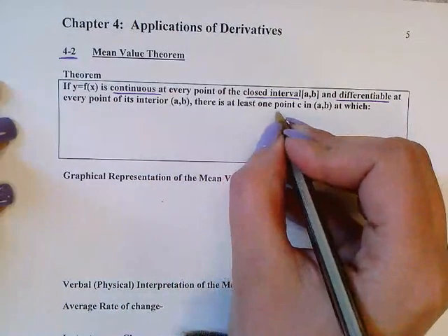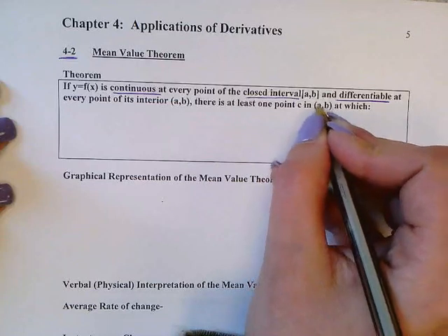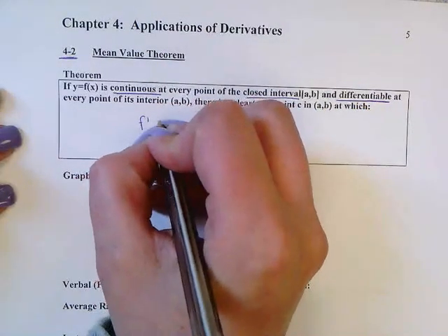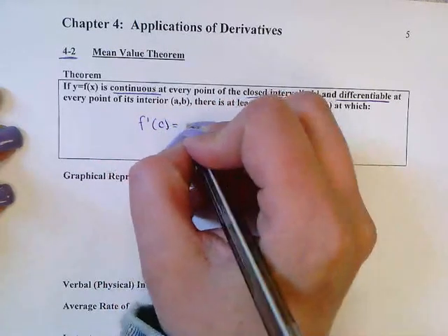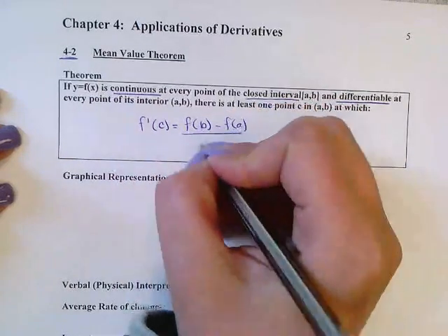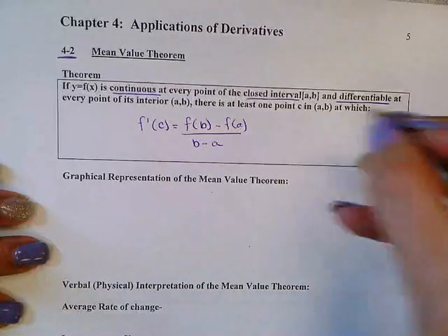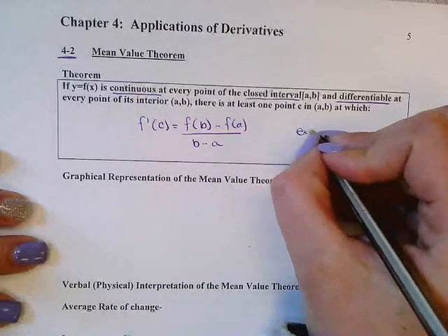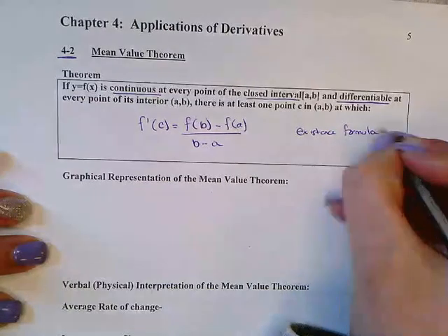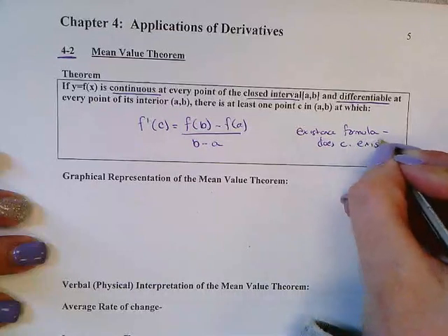endpoints. There is at least one point C in the interior points at which f prime of C is equal to f of B minus f of A over B minus A. This is also known as the existence formula. The question being, does C exist?